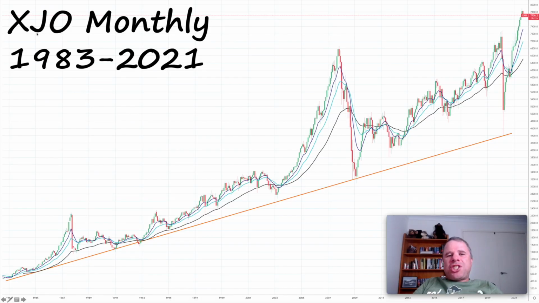The last chart I want to show you is the XJO Monthly, looking at a period between 1983 and 2021. There are a couple of reasons why I chose 1983. That was sort of the bottom in the market in that period. And the reason we started to see the XJO rise is because 1983, or around that time, was when we saw the peak in interest rates. And from 1983, we have seen interest rates falling consistently.